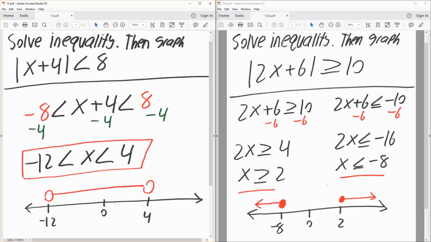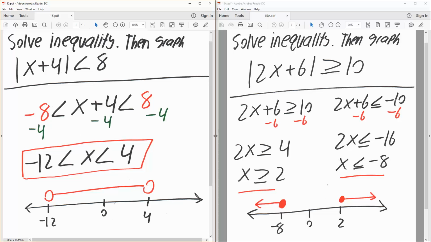Now we'll do the second question. So we want to do the exact same thing. Solve the inequality and then graph it. So we have the absolute value of 2x plus 6 is greater than or equal to 10. And so what we do here, since 2x plus 6 is greater than or equal to this number, we say 2x plus 6 is greater than or equal to 10, or 2x plus 6 is less than or equal to negative 10. So we flip the sign and we made it negative.